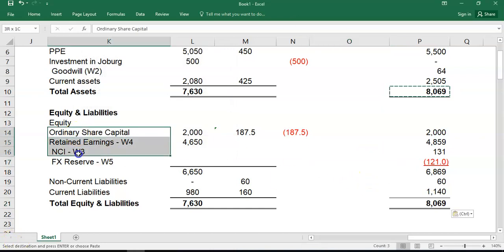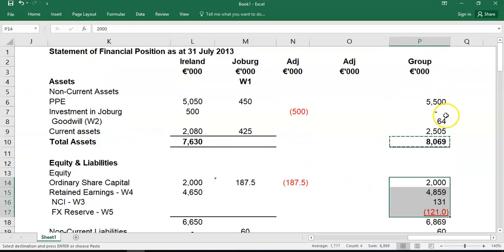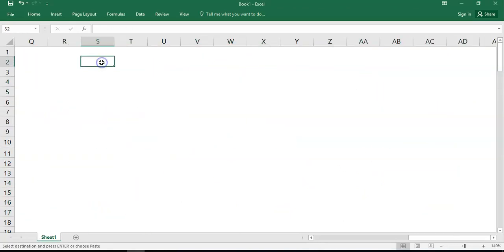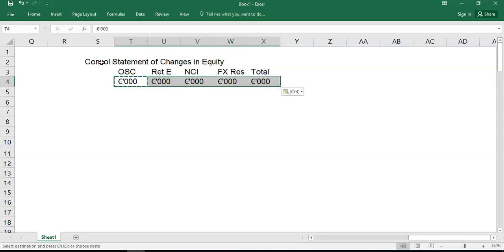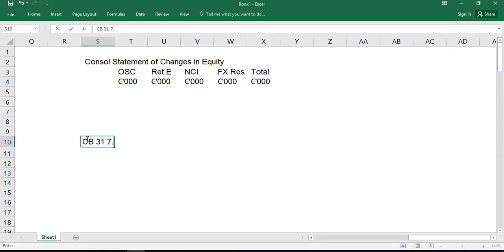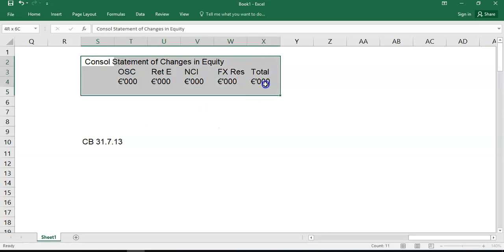Right, so that's the second statement. The last statement then, we're going to take these 4 items and we're going to do a consolidated statement of change in equity. So consol statement of changes in equity. You're going to have ordinary share capital, retained earnings, NCI, and FX reserve, and you're going to have the total. And then all of these are in euros, thousands. And where you start is you start with your closing balance, 31st of 7th, 13. And they're given directly in the question.